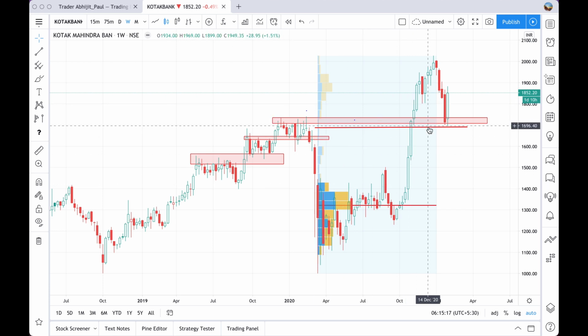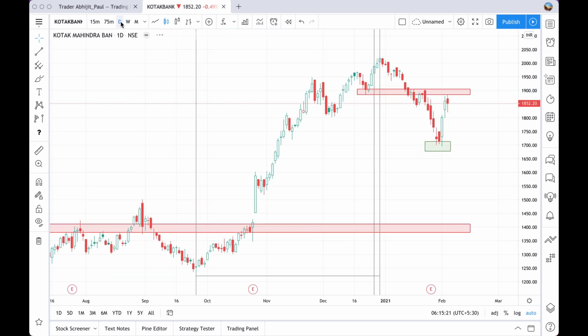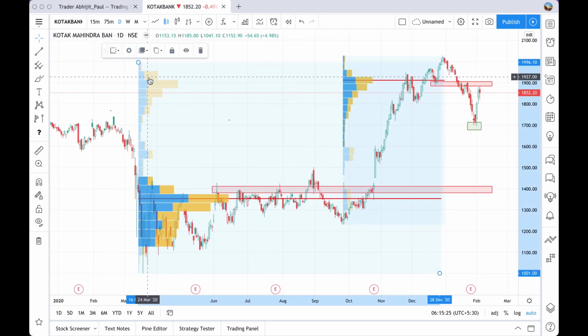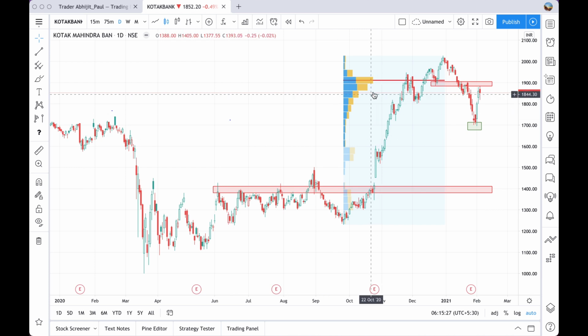That's it. So the objective of drawing the volume profile is to help us understand where the maximum trades have happened, where the maximum shares have exchanged hands. And with that, check whether your price studies confluence or not. So this is a simple way. I think this will be useful for you.